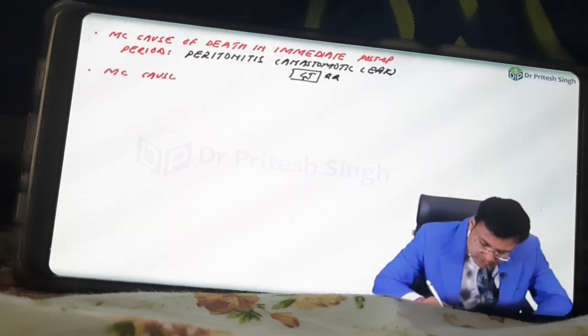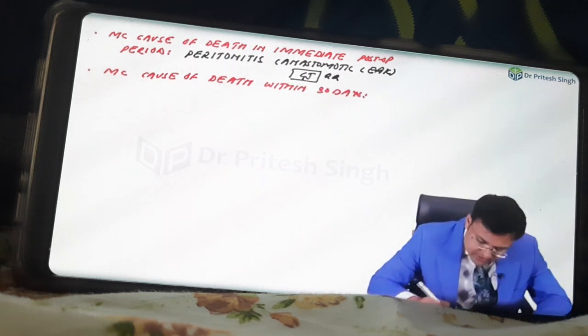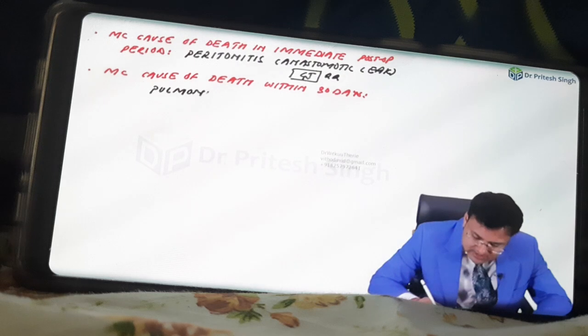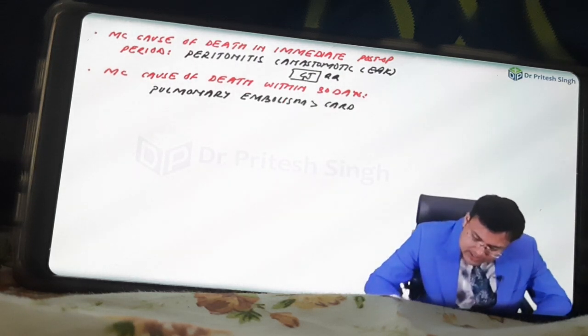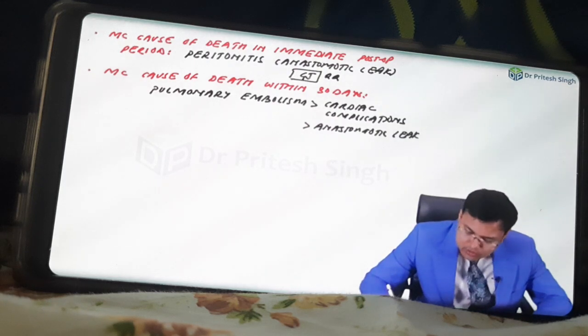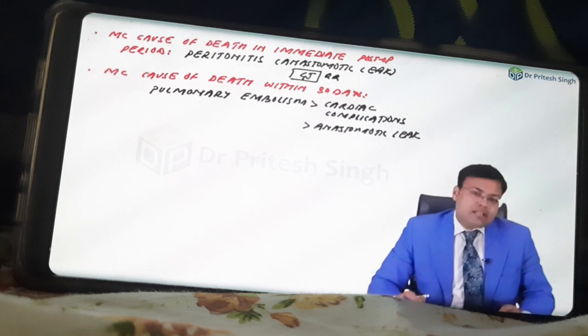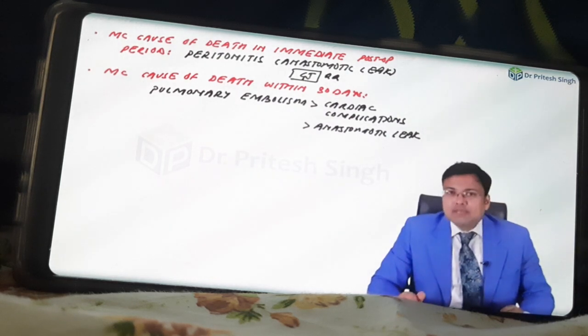Second question, what's the most common cause of death within 30 days of surgery? That is pulmonary embolism because of DVT, because obesity is a risk factor for DVT. So it's the pulmonary embolism, followed by cardiac complications, followed by anastomotic leak. So for these 2 questions, you have to read the question carefully. In the immediate post-operative period, it is peritonitis caused by anastomotic leak, and within 30 days, it is pulmonary embolism.